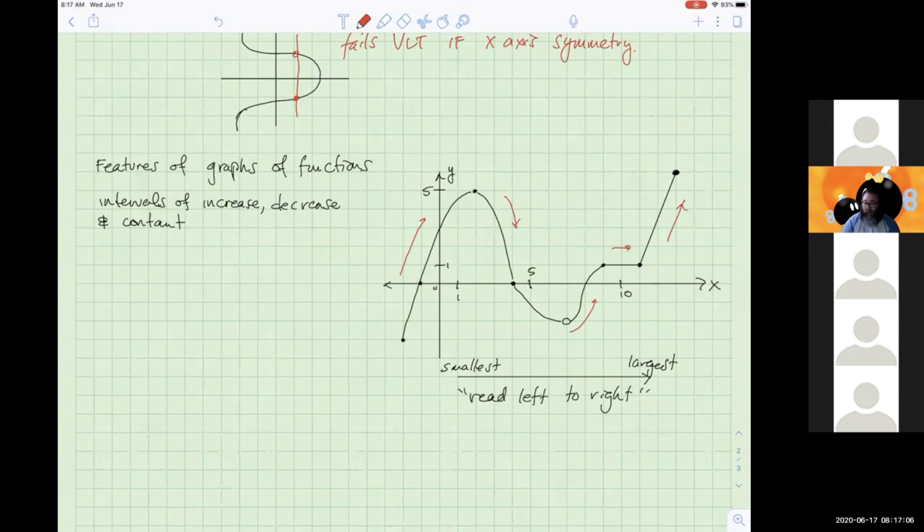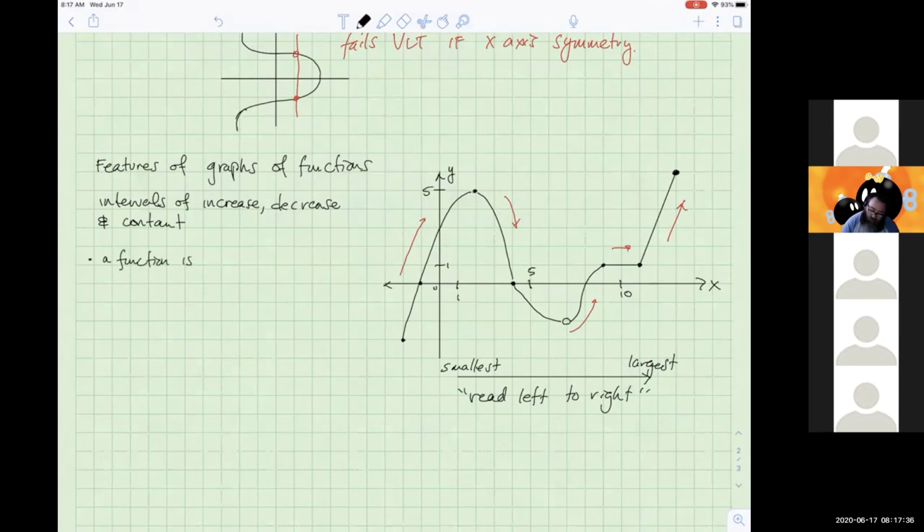Now, that's a good way to help us organize our thoughts on this, because when we talk about increase or decrease or constant, what we're talking about is, as we move from left to right along the curve, is the curve rising, is the curve falling, or is the curve staying constant? And then we describe that in terms of intervals of x. So let's get some formal definitions here.